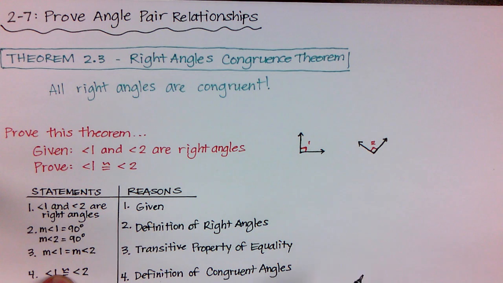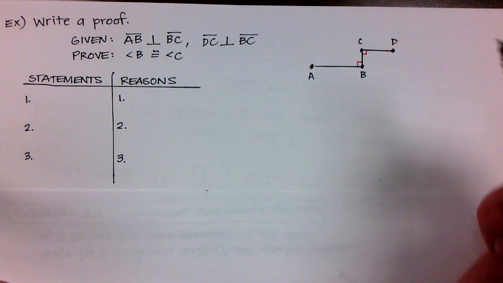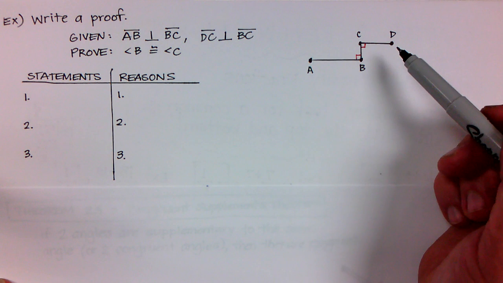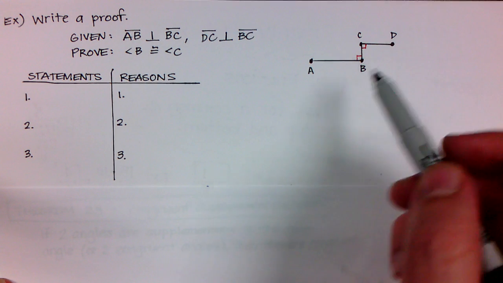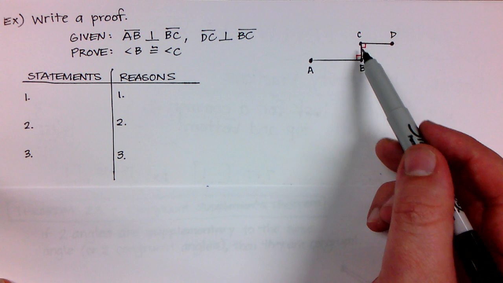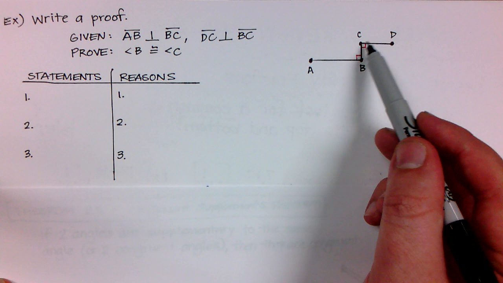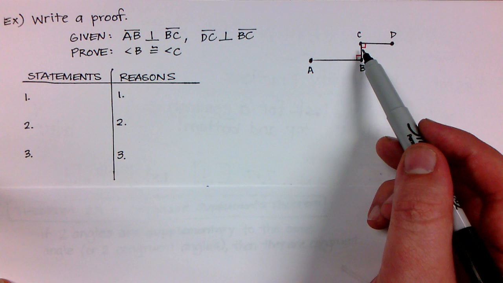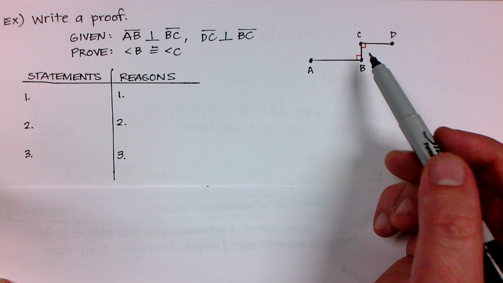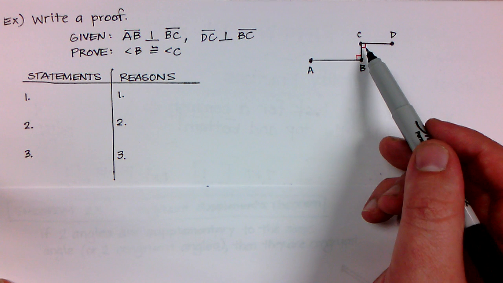Okay, so let's move on. Let's do another proof. This time I have a more complicated diagram here. It kind of looks like a step. And what I'm given at the very beginning is line segment AB is perpendicular to BC. That means that they meet at a right angle. And also line segment DC is perpendicular to BC as well. So that's why there's also that little red box to show that they're perpendicular. And what I need to prove is that angle B is congruent to angle C.